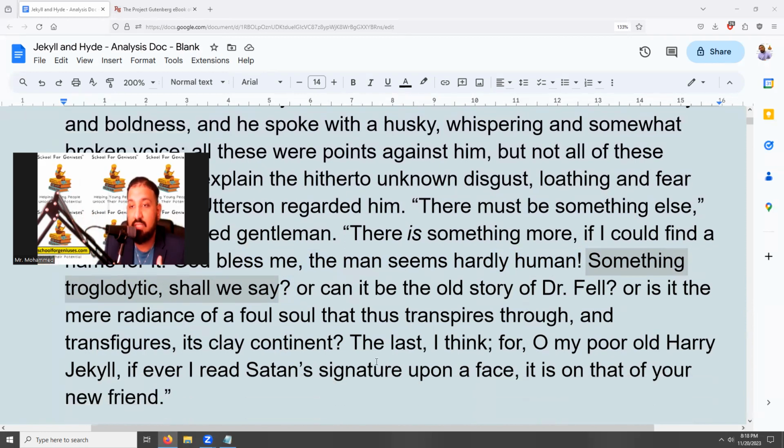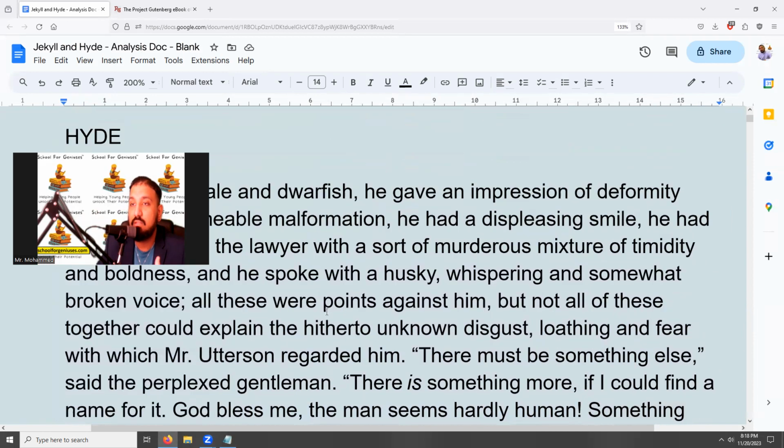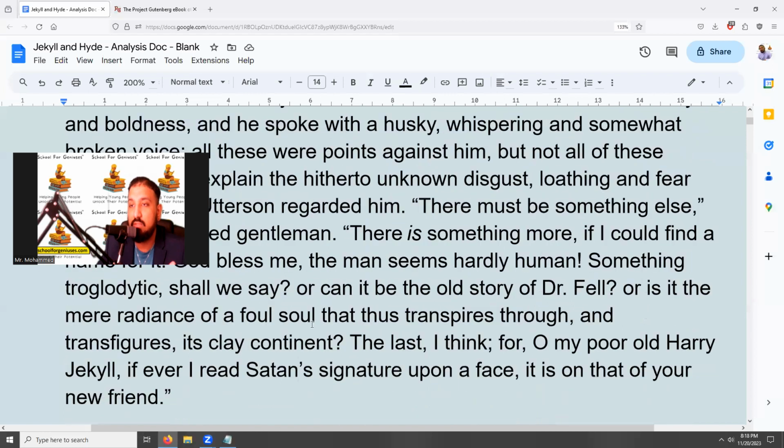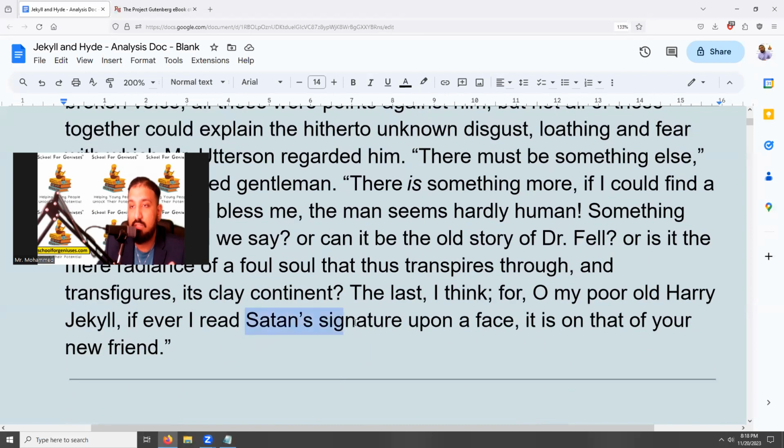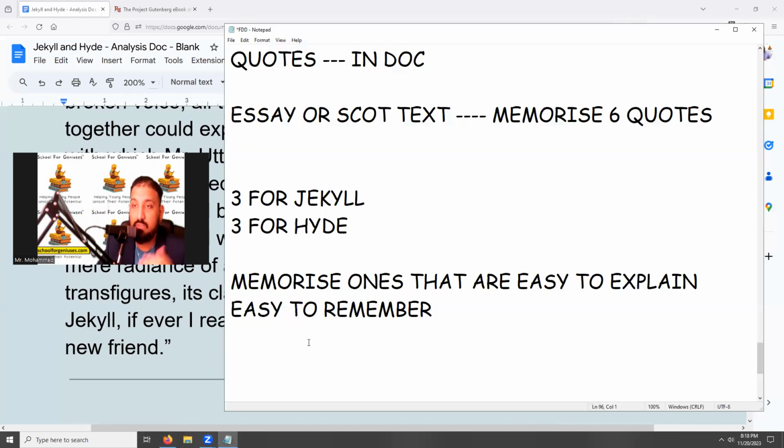Rather than pick that, why don't you just pick something more simple, like this, Satan's signature upon a face. So the word Satan obviously means the devil. So they're comparing him to be like the devil. That's easier. Does that make sense? So pick something which is simple because you want to reduce the amount of thinking you have to do in the exam.